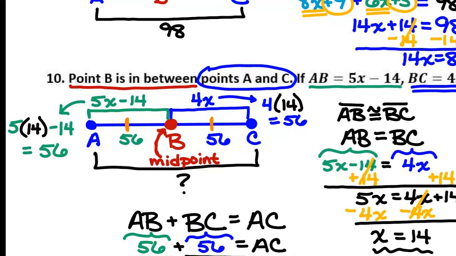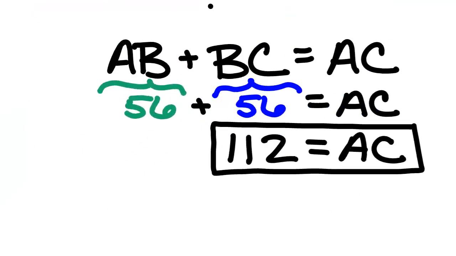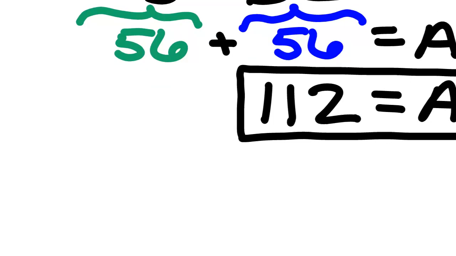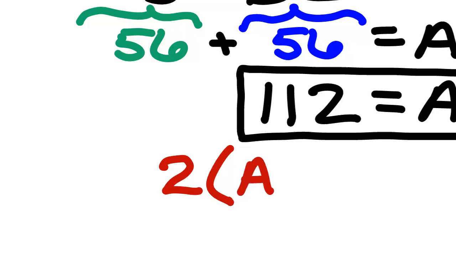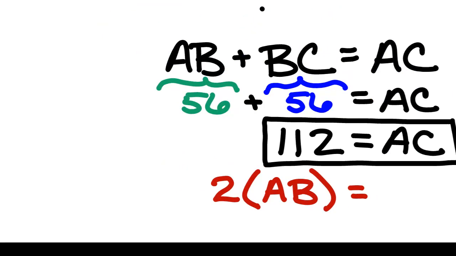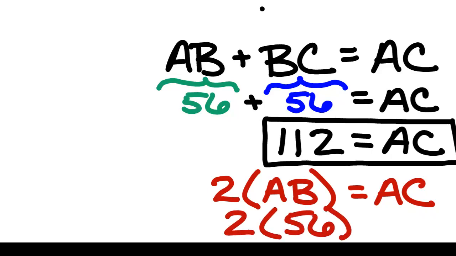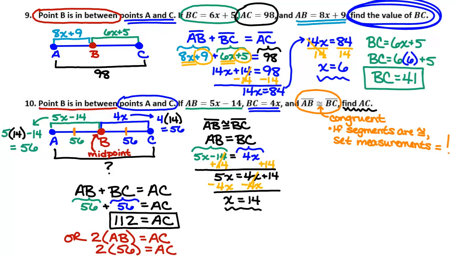Instead of adding 56 plus 56, I could also do 56 times what? What would be the same as 56 plus 56? 56 times 2. So 2 times segment AB would also give me the same size as segment AC. That would be 2 times 56, which is 112. If I have midpoints, I can do 2 times that instead of finding both of them and adding them together. You can do it either way.